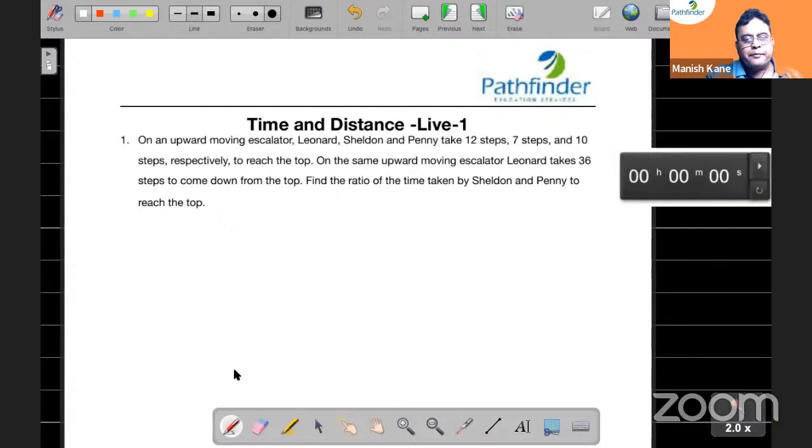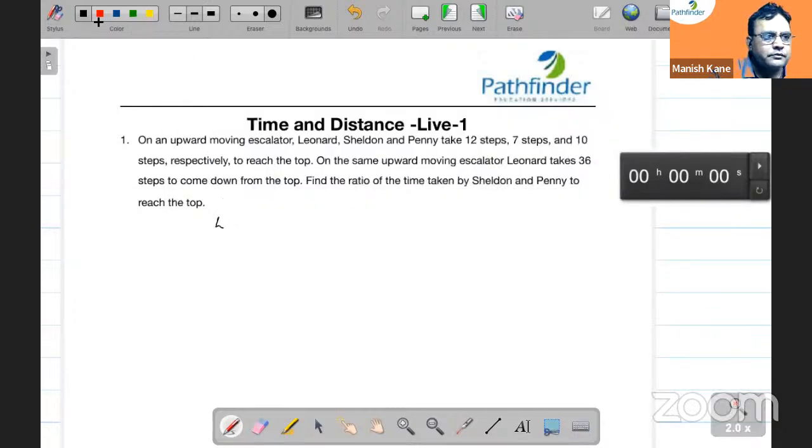It's a simple question if you are able to visualize what is happening here. There are three people, and these three people are Leonard, Sheldon, and Penny. Leonard takes 12 steps, Sheldon takes 7 steps, and Penny takes 10 steps while walking up an upward moving escalator. So there are two things here. The escalator is moving up and they're also moving up.